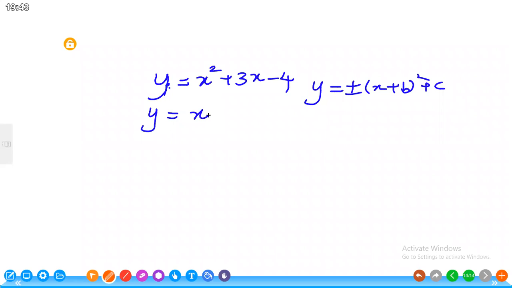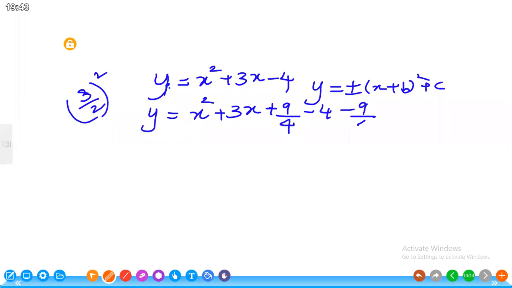For x squared, you have to add the square of half of the coefficient of x. Take the coefficient of x, divide by 2 to take the half of this number, then square it. After plus 3x, add 9 by 4. You have to add 9 by 4, so to get rid of it, subtract it. So minus 9 by 4. You already learned this in grade 10.